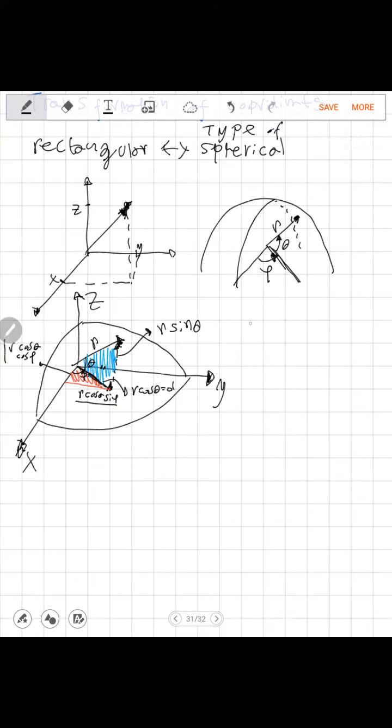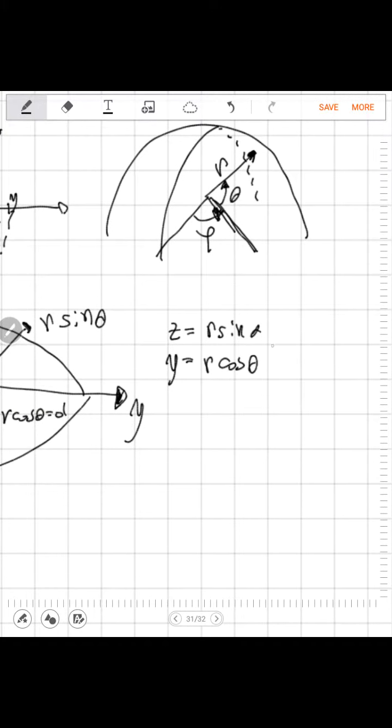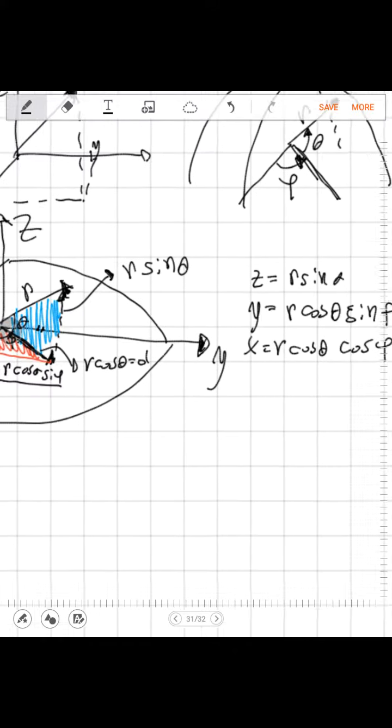So we have here a transformation: z is going to be r times sine of theta, and y is going to be r times cosine of theta times sine of phi, and x is r times cosine of theta times cosine of phi. So that's the relationship that we have to transform from the spherical coordinates to the rectangular coordinates.